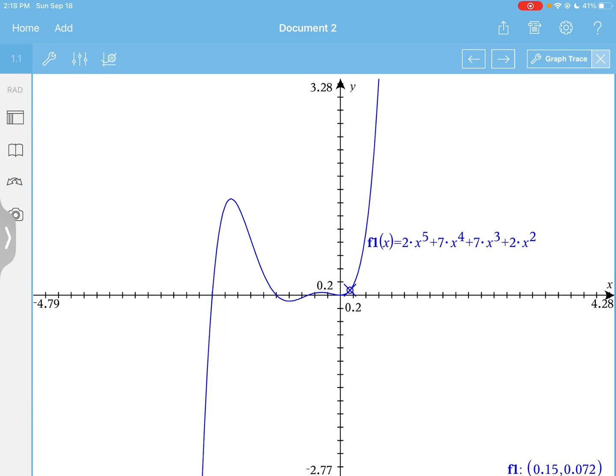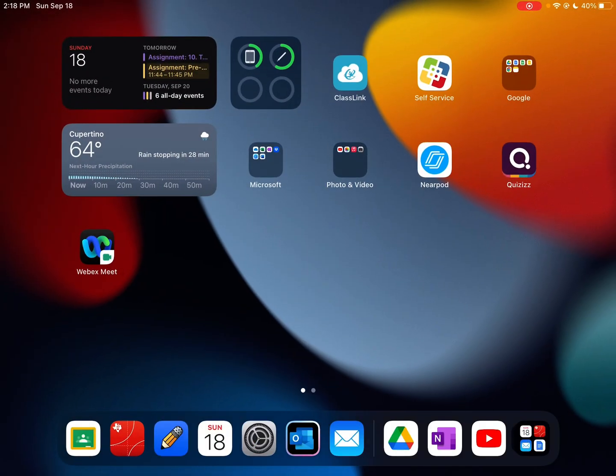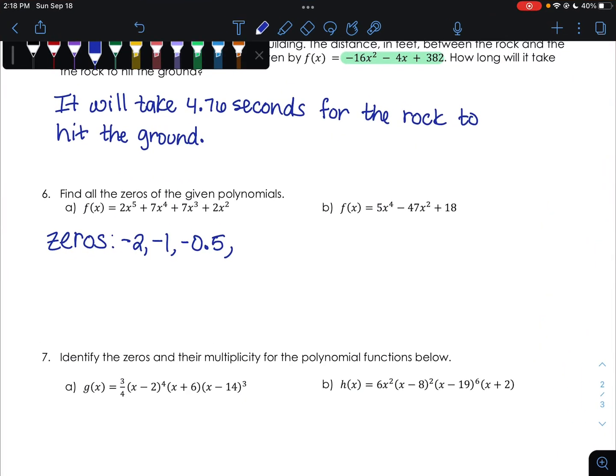Now, if we think about it, if -2 has 1, -1 has 1, and -0.5 has 1 as a multiplicity, that means 0 has a multiplicity of 2 because my degree is 5, and my zeros can match my degree. Okay, so that's just a little extra information that you may need for the test. So my zeros are -2, -1, -0.5, and 0.